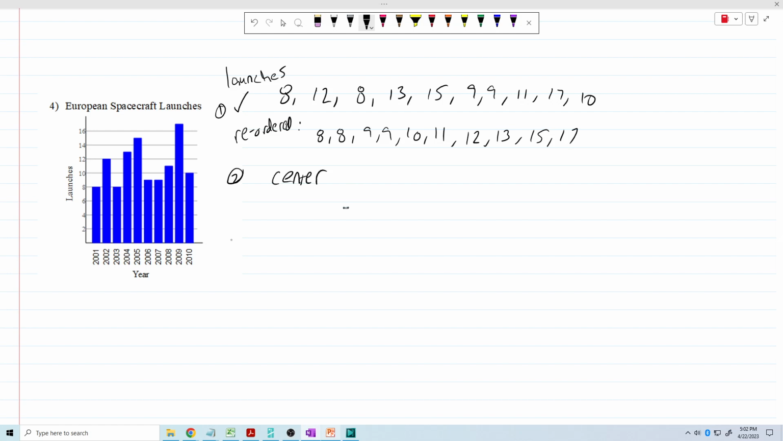measures of center. So mean. We got to add all of those up.